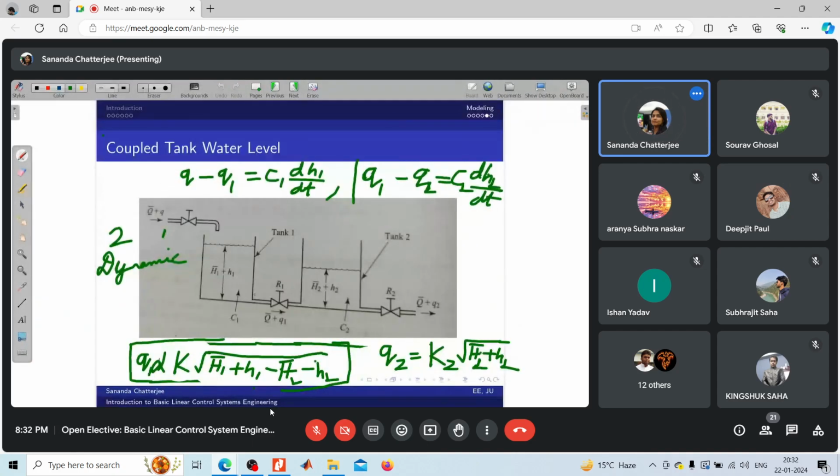Here also, we have 2 first order differential equations, and the significance is that the order of the system is 2, which implies there are 2 energy storing elements, which is significant in this system. There are 2 energy storing elements.